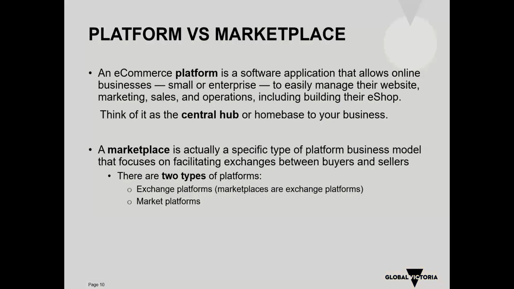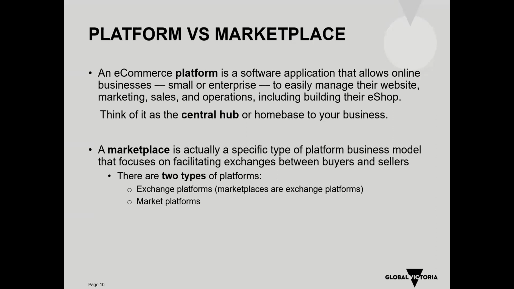So platforms versus marketplaces. An e-commerce platform is a software application that allows online businesses, whether they are small businesses or indeed enterprise scale businesses, to easily manage their websites, marketing, sales operations, and that includes the building of an e-shop. Essentially, a platform is a central hub or a home base for your business.